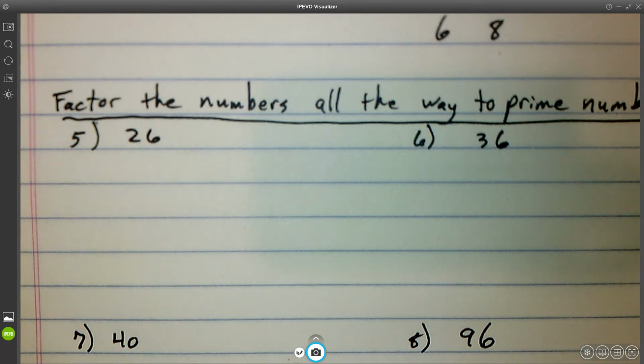Sometimes if you don't have a calculator, you may need to factor out by hand. It makes it very difficult if you don't know all of those timetables, if you don't know all of those prime numbers. So the way that you can do that is you can factor all the numbers all the way out to the prime numbers. It's called prime factorization.